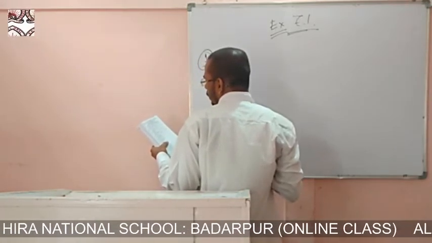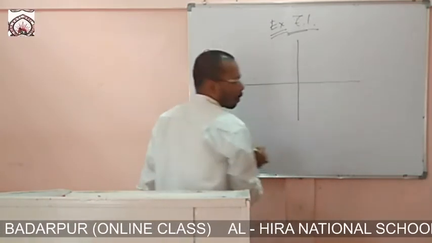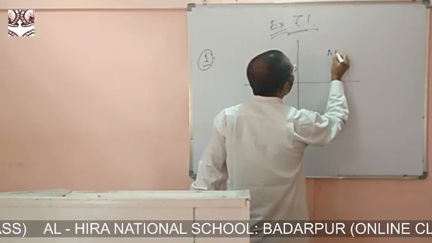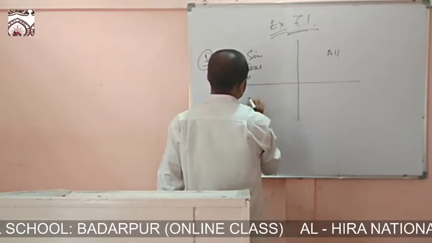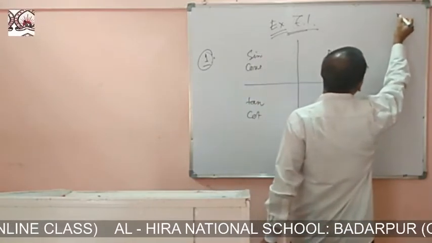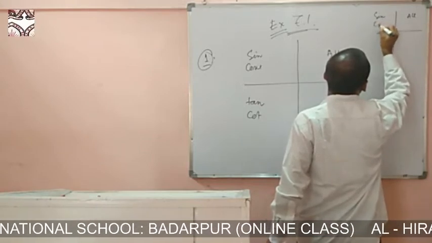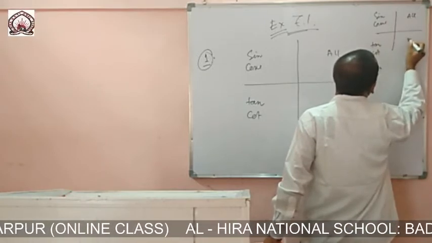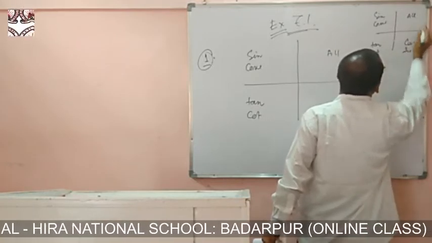Before starting this, you must draw the ASTC rule. In this one, all are positive, this is sine and cosec, this is tan and cot, and if we draw here, this one is all, then sine, cosec, then tan, cot, and ASTC, cos, then sec. This is the position.